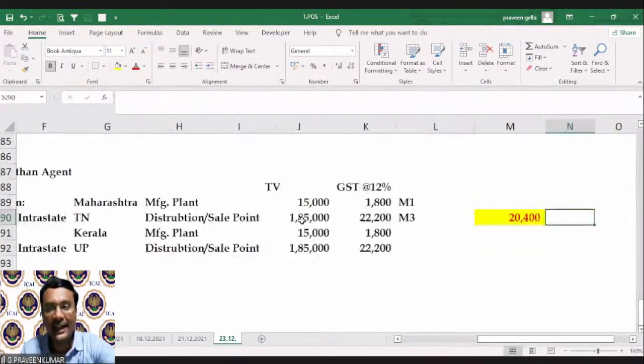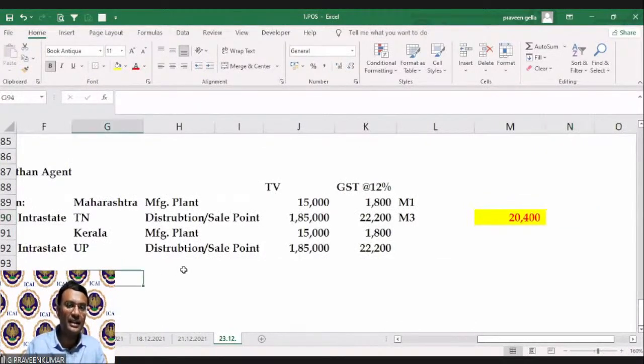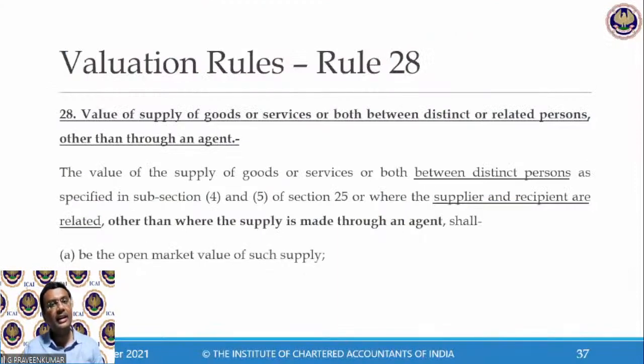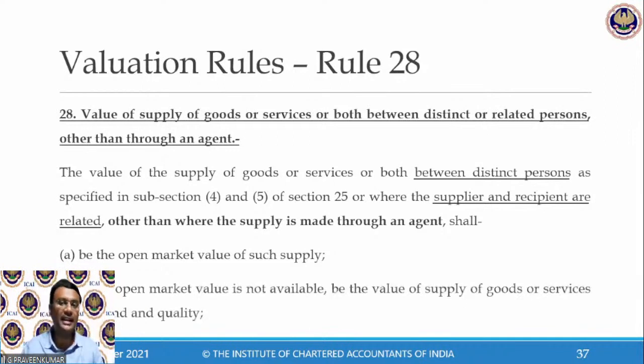To curb this practice, my Rule 28 has come into picture. So this particular Rule 28 comes to the rescue, saying that in case of a related party transaction, I don't go with your transaction value. Then what you will do? They say, let it be the open market value. That means, what is the open market value? That shall be the value I'll take into consideration.